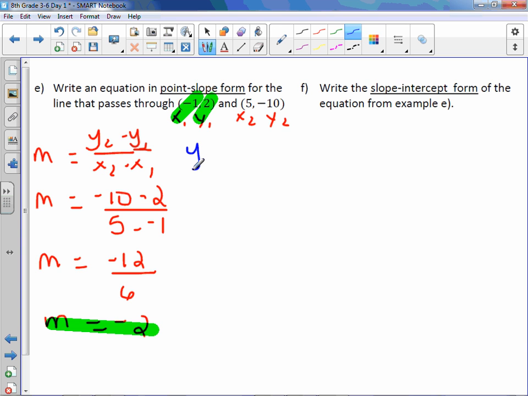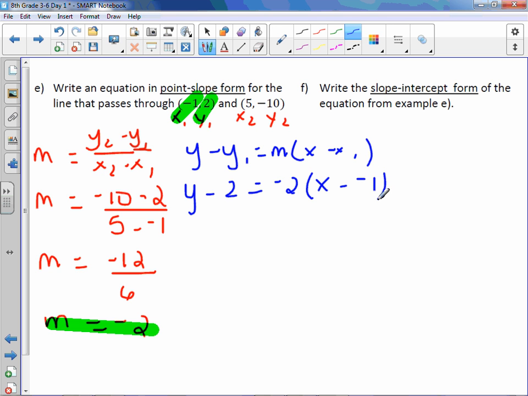So let's use our point slope form now. Y minus y1 equals m times x minus x1. Plug in what you know. Y minus y1 is 2 equals our slope, or m value, is negative 2 times x minus our x1 value is negative 1, so minus negative 1. This does not look pretty, so we need to make it pretty. We need to get rid of this double negative here. So y minus 2 equals negative 2 times the quantity of x plus 1.